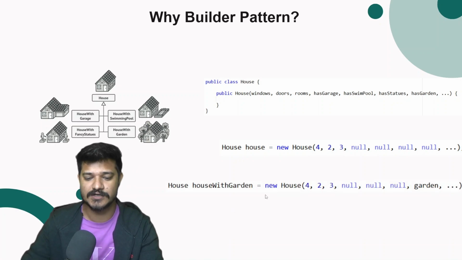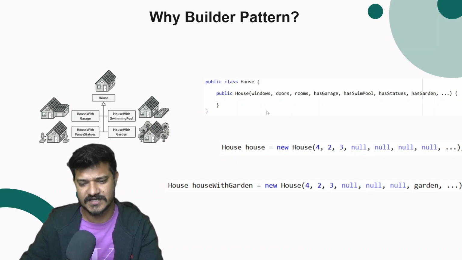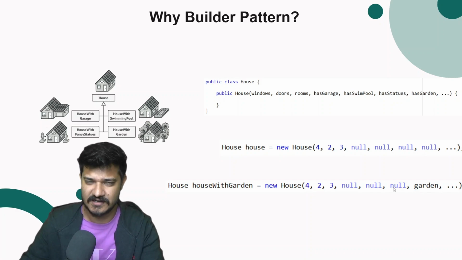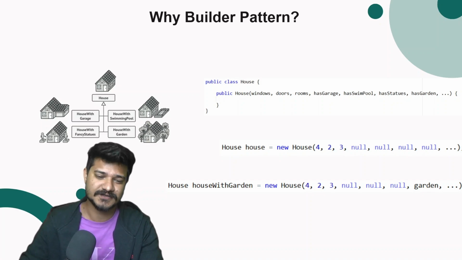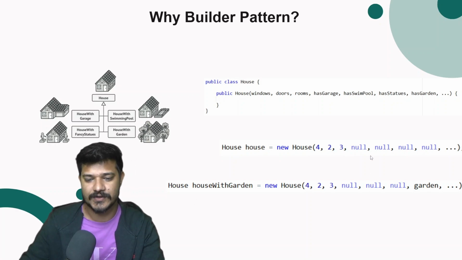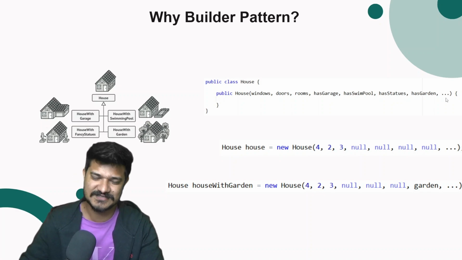Similarly, if I want a house with a garden, I can provide the value of a garden. For the rest of the values, I again have to set null, and the important ones like windows, doors, and rooms, I'll pass those. The rest of the fields are again null. When you write this kind of code in production, it doesn't look very good. Where's the cleanliness of the code? Where's the readability? So clearly, providing a constructor with a lot of fields doesn't make sense. It's not the best solution.